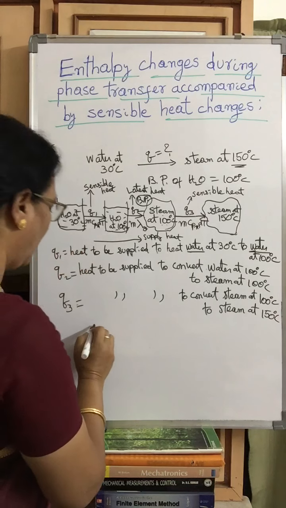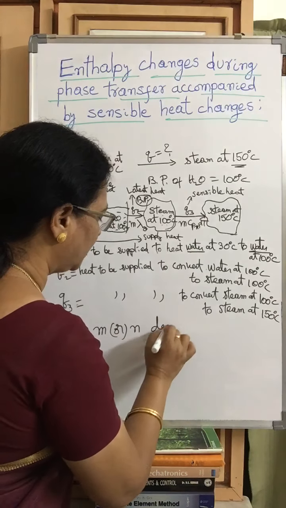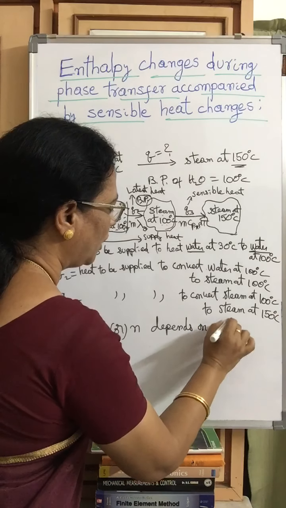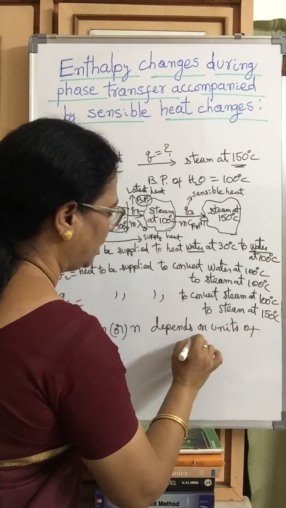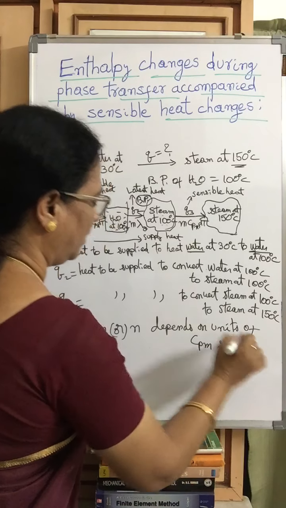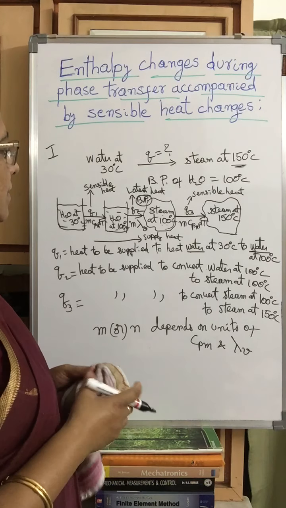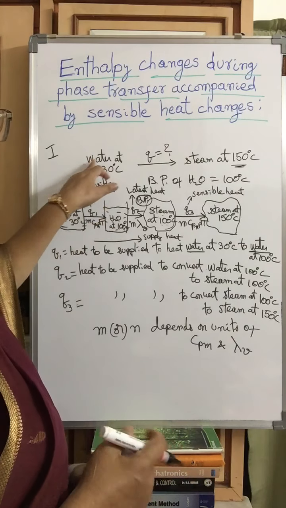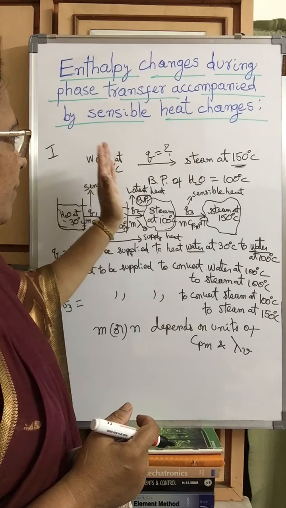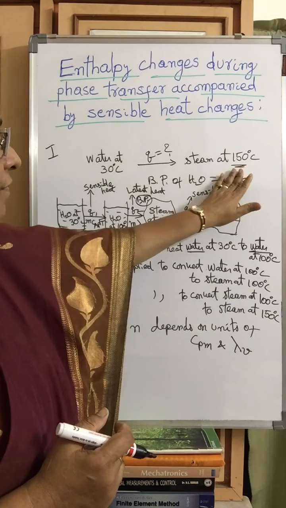Here M or N depends on units of CPM and lambda V. That we already discussed in last classes. Okay, like that. So water at 30, we want to convert from room temperature water to steam at 150.